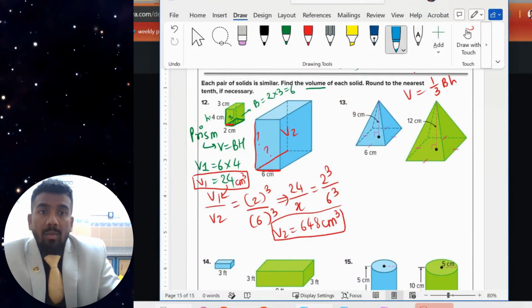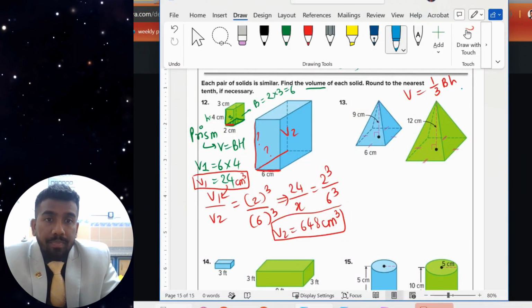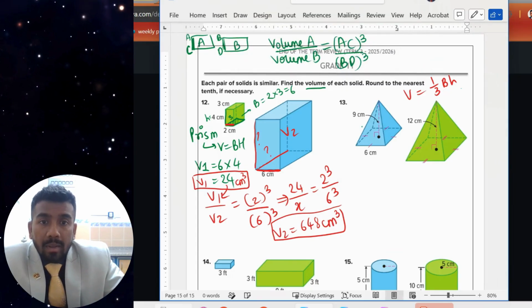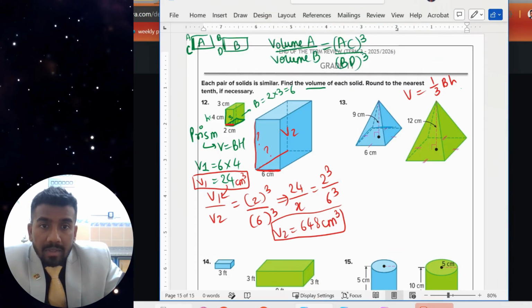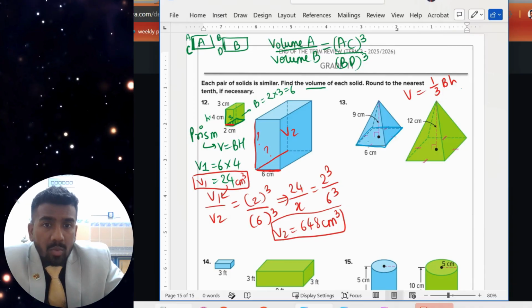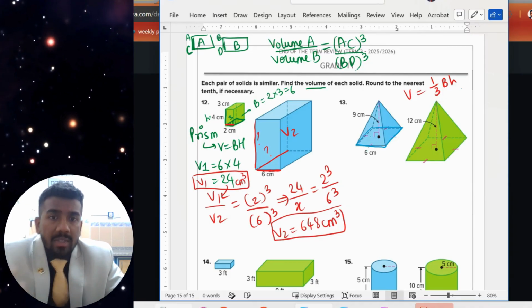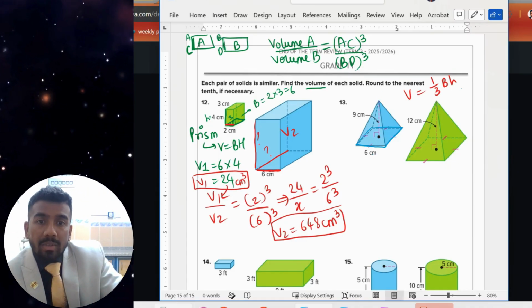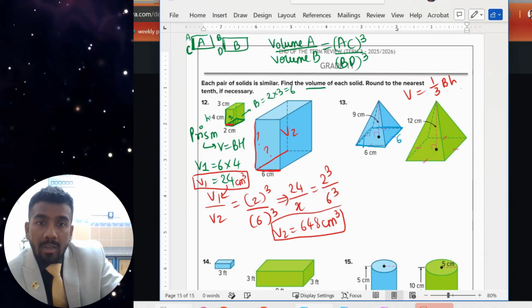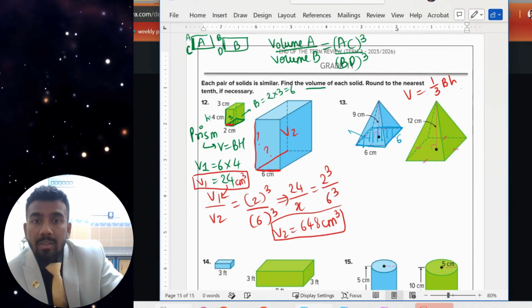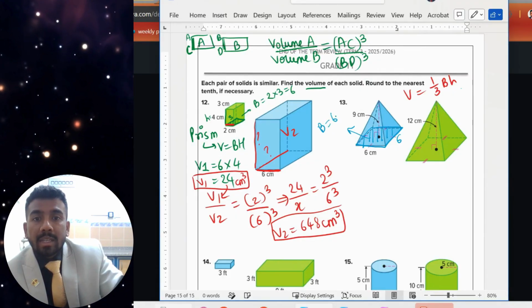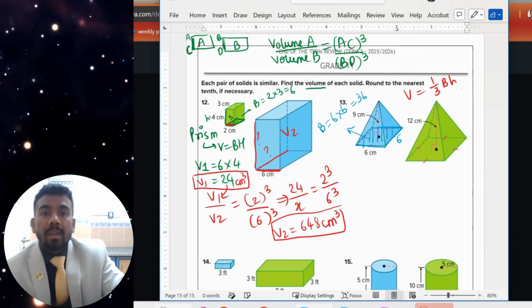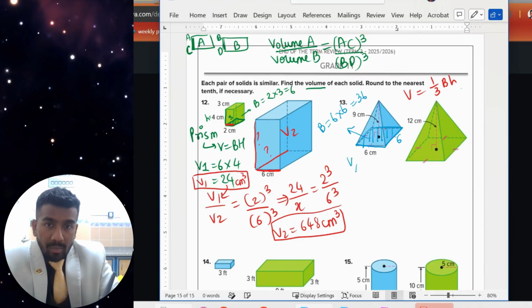Now let's take another color. 1 over 3 bh. Now what is b? Let's take the first figure. The b is the down base. The base is a square. All sides, you see this line? What does this line mean? Equal. So all sides are equal. So this 6, this is also 6. So what will the base area be? 6 times 6. What is it? 36.